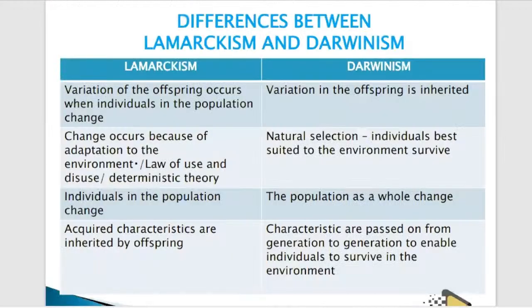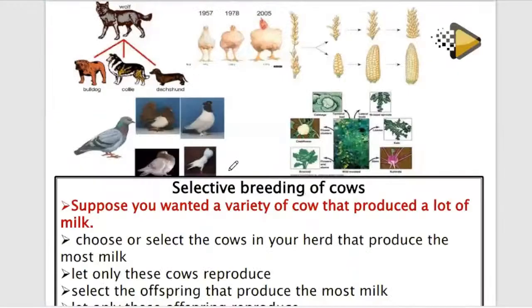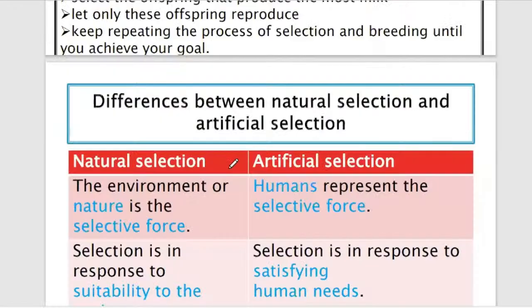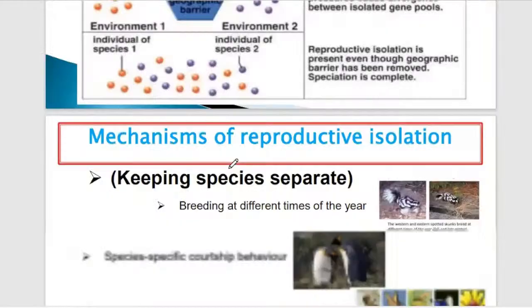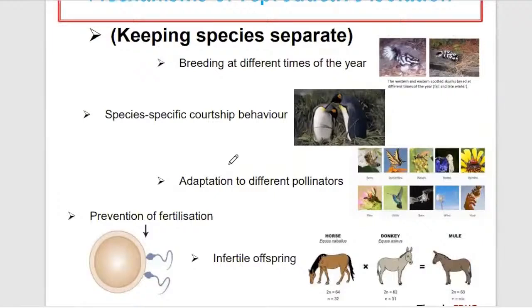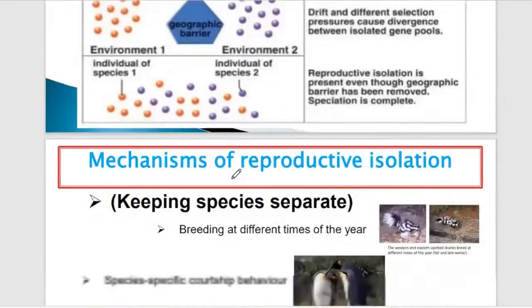This is the difference between Lamarck and Darwinism. The different isolation mechanisms. Artificial selection, no, that's not what they want. These ones: breeding at different times of the year, species courtship behavior, adaptation to different pollinating agents, prevention of fertilization leading to infertility of the offspring. Don't go there without knowing these different isolation mechanisms.